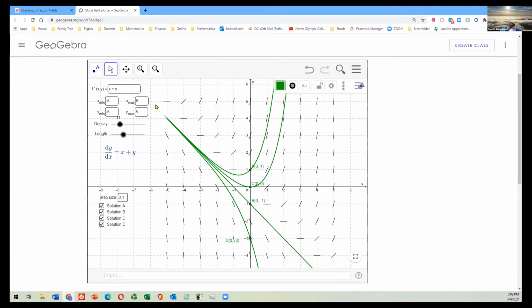That particular one is called an equilibrium solution. If you're interested in the name, it's called an equilibrium solution.